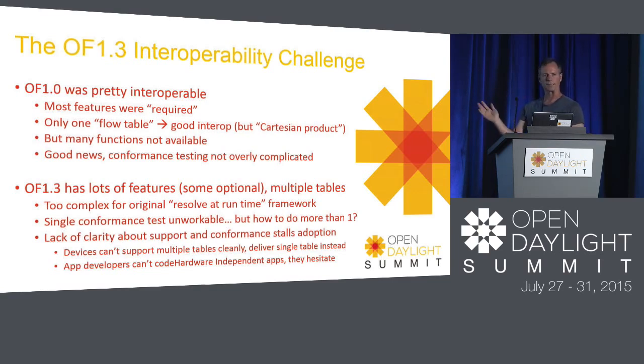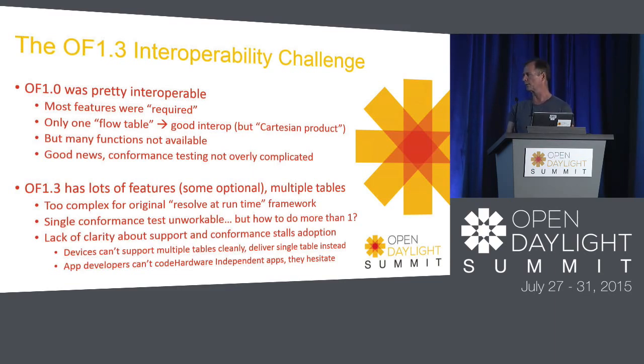So the single conformance test ended up being a problem, and they didn't have a way to generate multiple conformance tests. So basically, they've been stuck. They've made just recent progress on conformance, and part of that is through TTPs, and more will come soon. So essentially, we had this lack of what features are supported in devices, and lack of conformance. That just stalled development on rich OpenFlow.